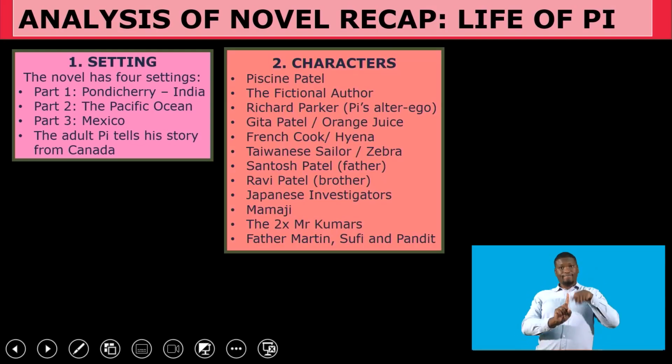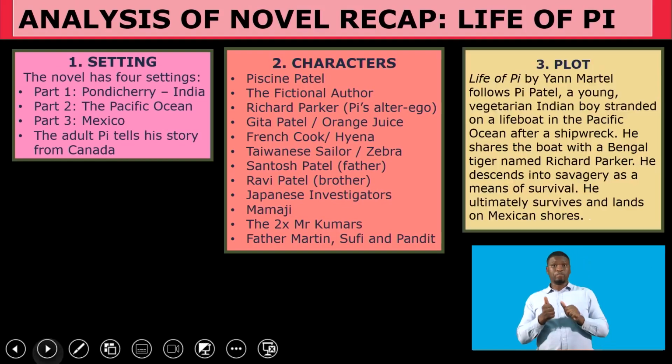Then we've got a list of characters. We've got Piscine Patel, which is Pi. We've got the fictional author. We've got Richard Parker. We've got Gita and Orange Juice, the French cook, who's also the hyena, the Taiwanese sailor, who's also the zebra, and some of the other supporting characters.